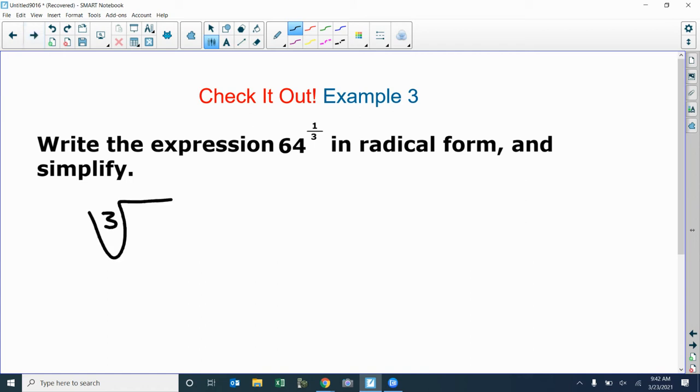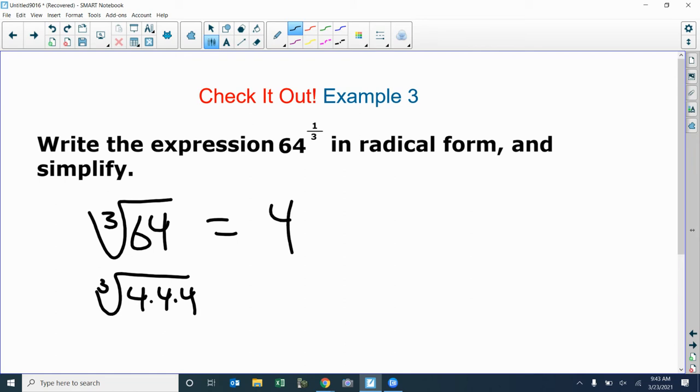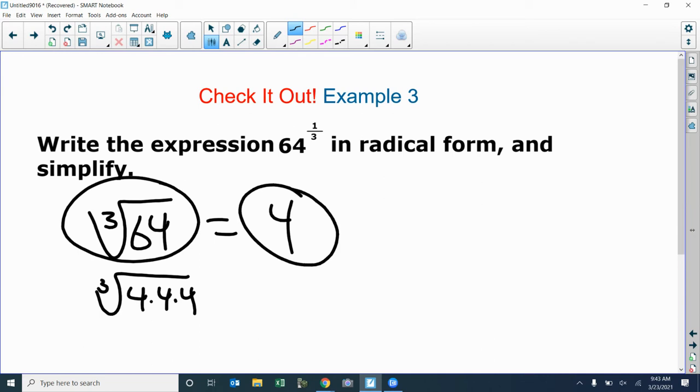That'd be the cube root of 64. We need sets of 3. 64 happens to be 4 times 4 times 4. So there's our set of 3. And here, simplify it to 4. Here it is in radical form. Here it is simplified. Woohoo! How we doing, my friends? Okay? Everybody okay? Questions at all? Keep rolling.